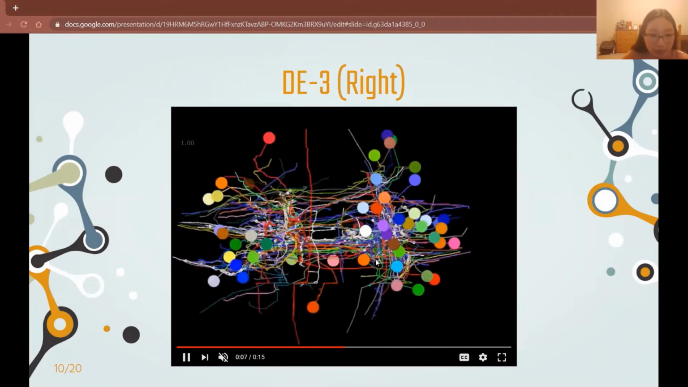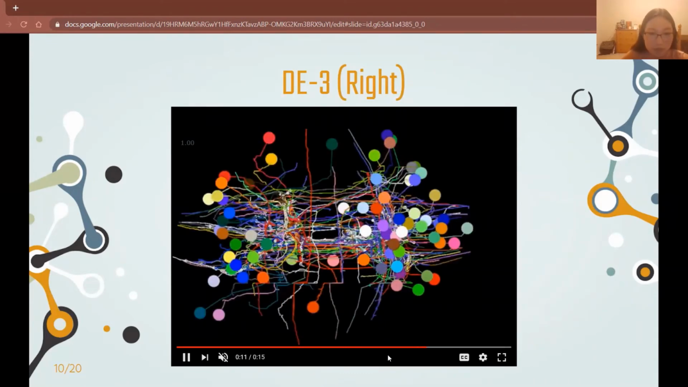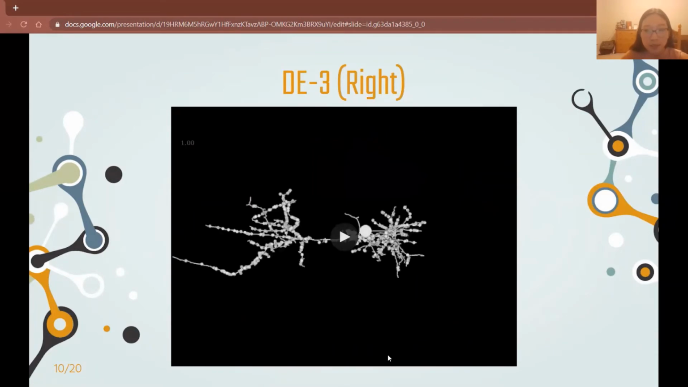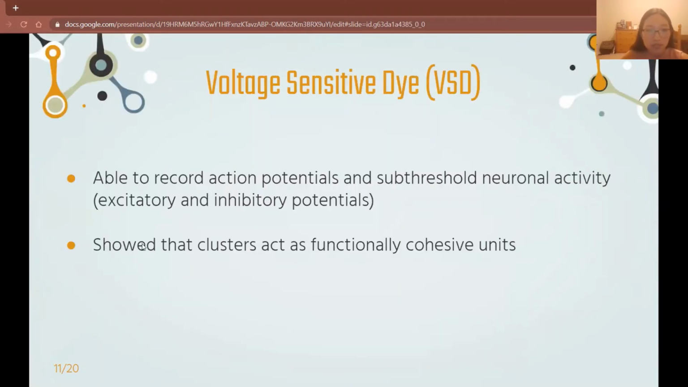Now in color, we can see each of its presynaptic partners and their structure. So in order to pursue our goals, we needed 2 key things about DE3. First, we needed to be able to record DE3R's activity during each of the 3 behaviors. And second, we needed to be able to record DE3 structure shown here. So how did we do this?